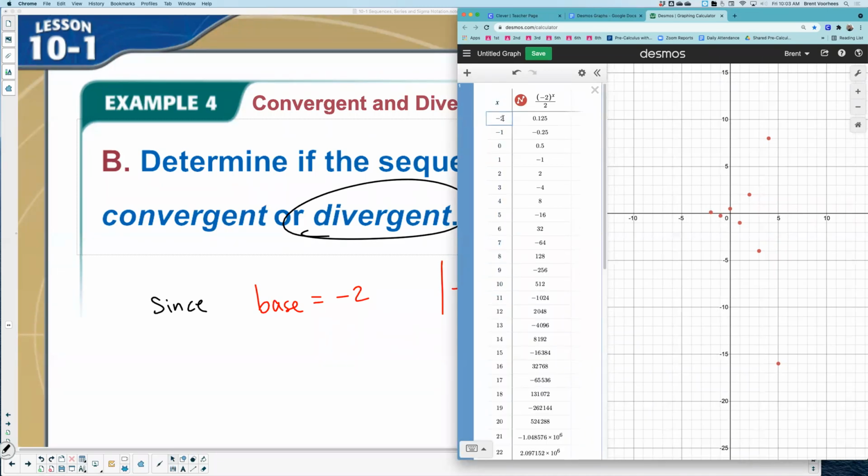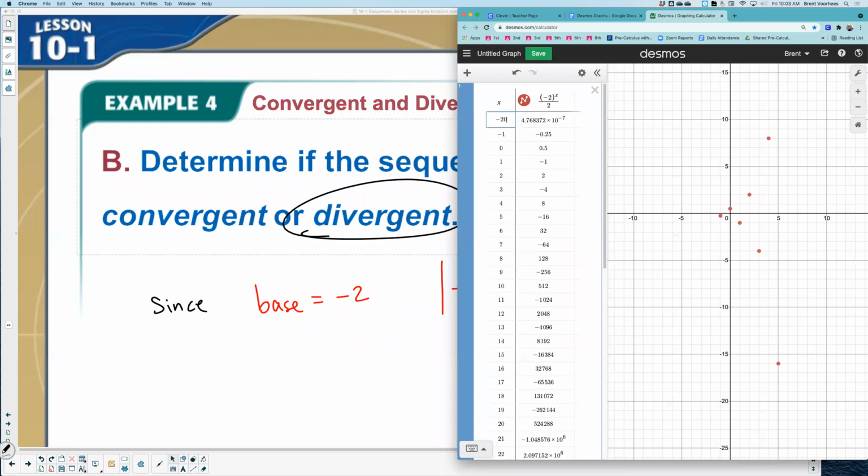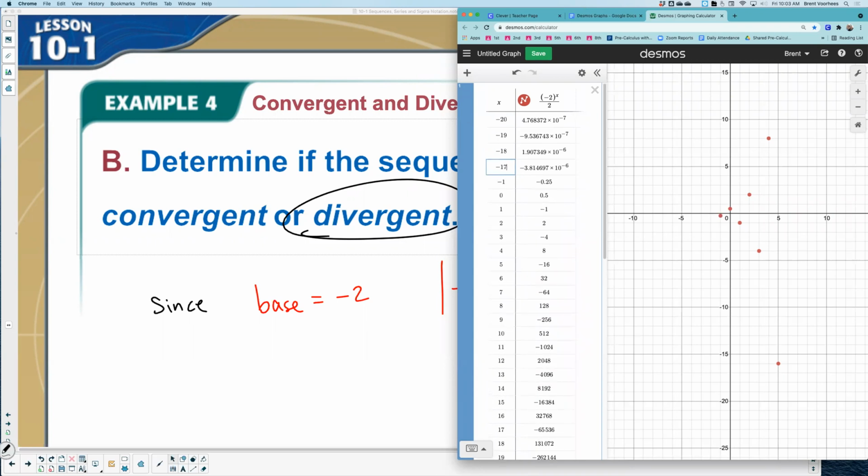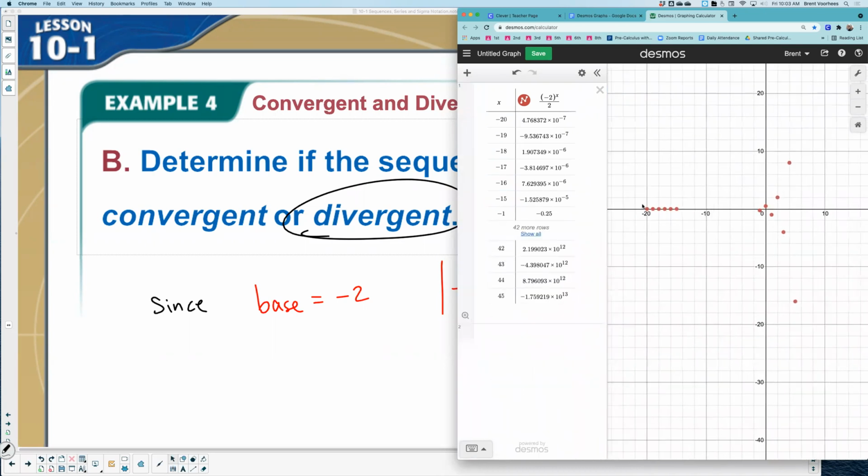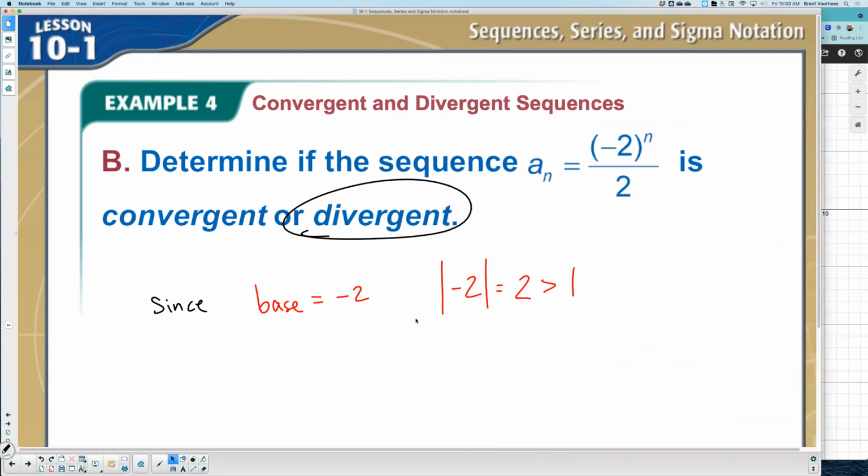And I could have started this list like at negative 20. And it's not really cooperating. If I started doing all these in here, you would see that if I zoom out to the left, you'll see how it gets really close over here and it takes off. So that's why it's divergent. It's leaving the x-axis from left to right.